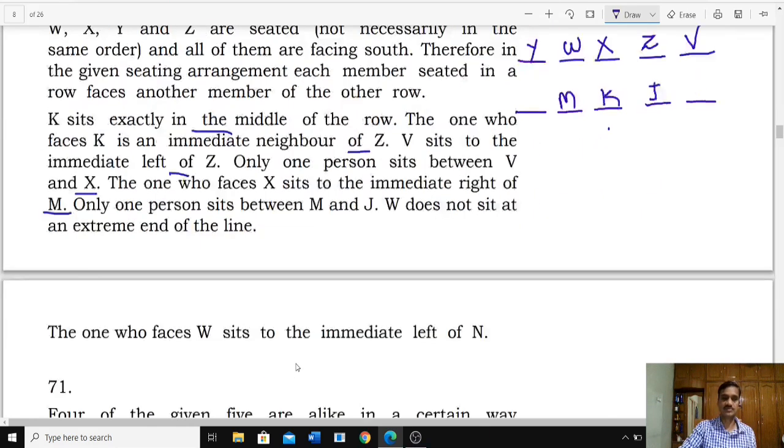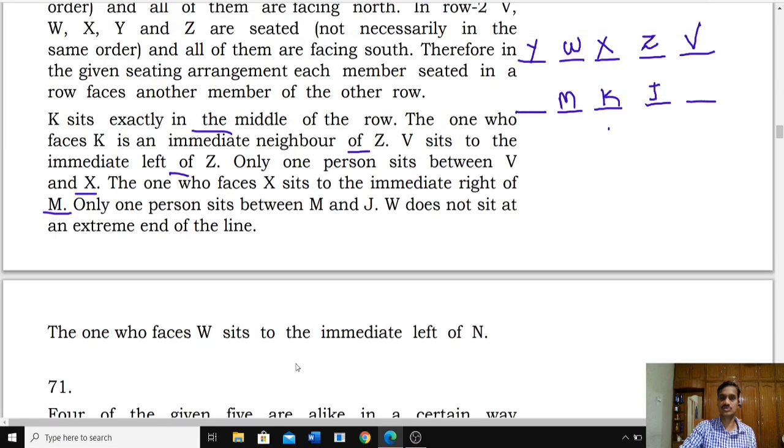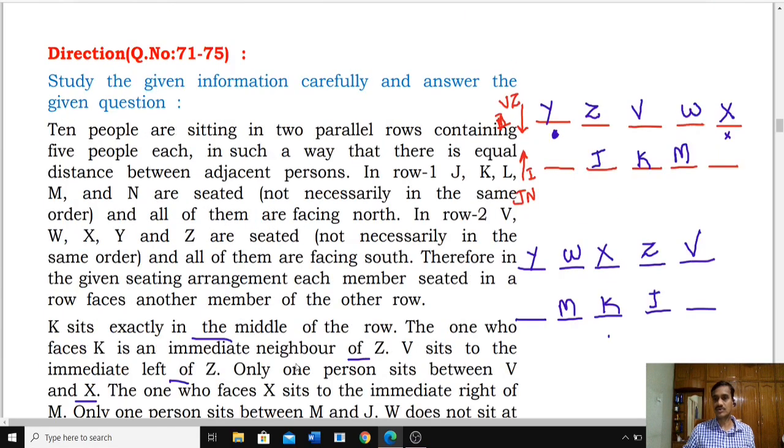And then what is the next information? The one who is facing W sits to the immediate left of N. That means M is to the immediate left of N. Hence J, K, L, M, N are the 5 persons here.